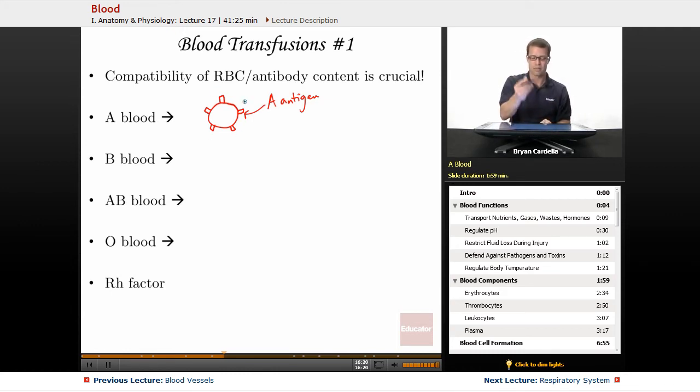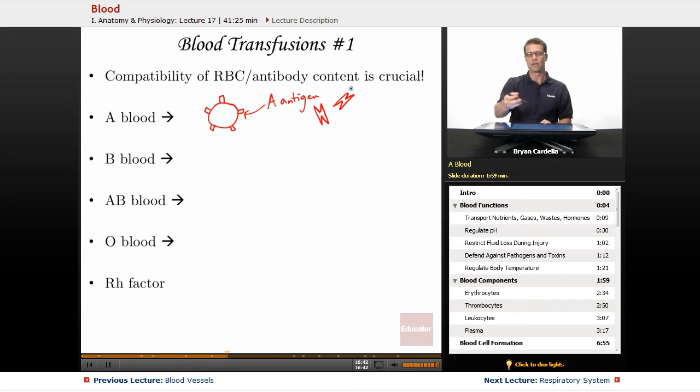So this is a red blood cell that belongs in this person's body, and they have this kind of antigen on the surface, and I'm giving it that kind of squarish shape. Well, the person with A blood has an antibody that goes against B blood. So right next door to it, you're going to have antibodies that look like this.